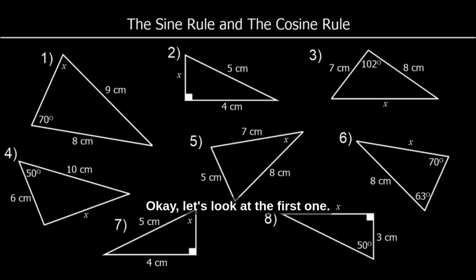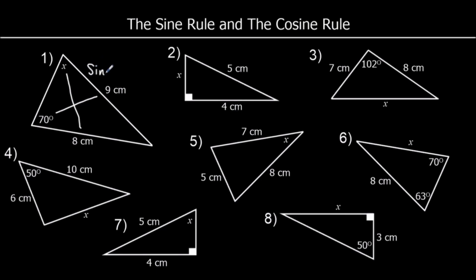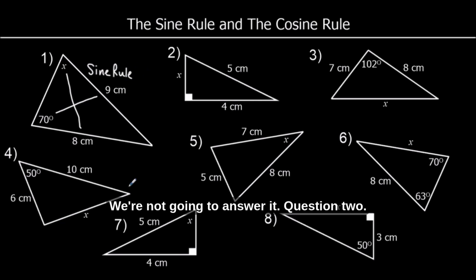Okay, let's look at the first one. So the first one, you can see that we have opposites here. So 8 is opposite x, 9 is opposite 70, and when we have opposites, we use the sine rule. So question 1 is the sine rule. We're not going to answer it.